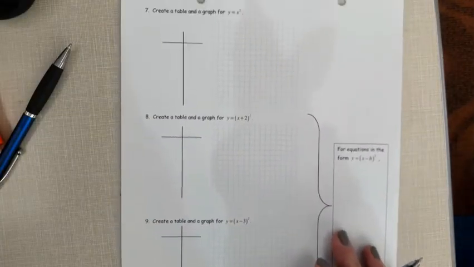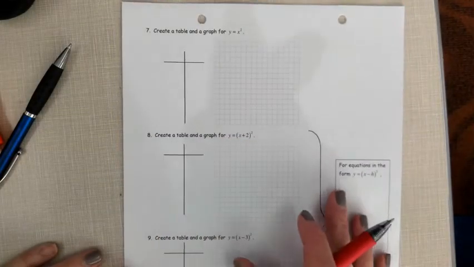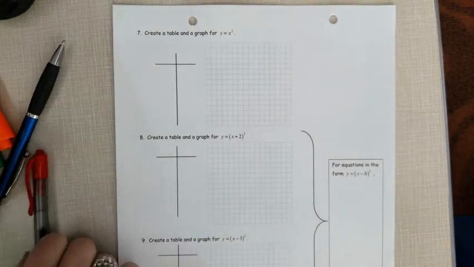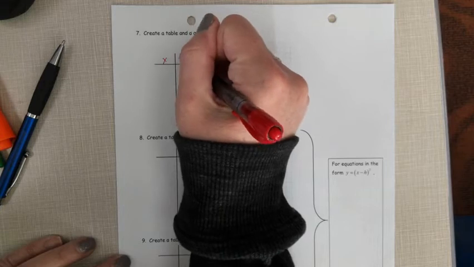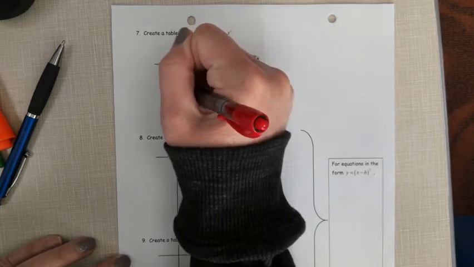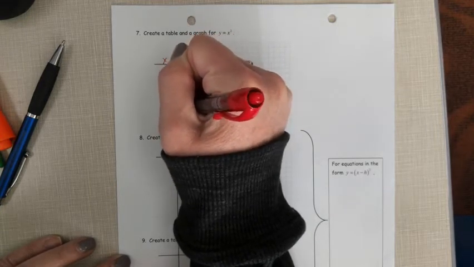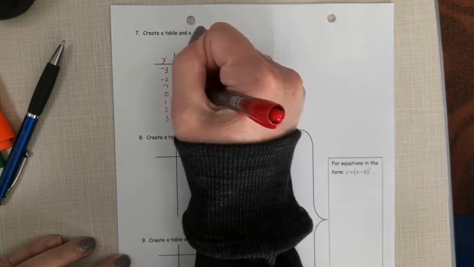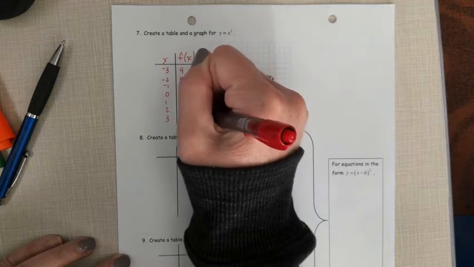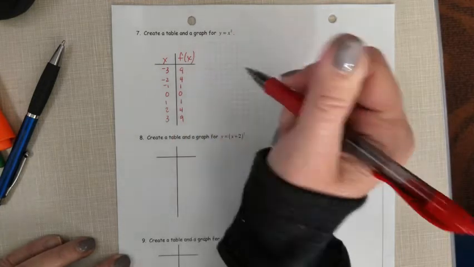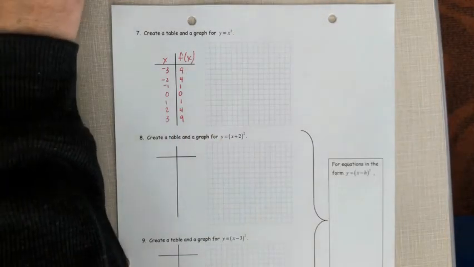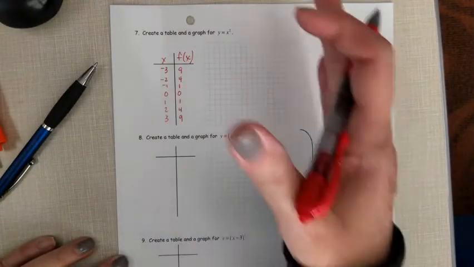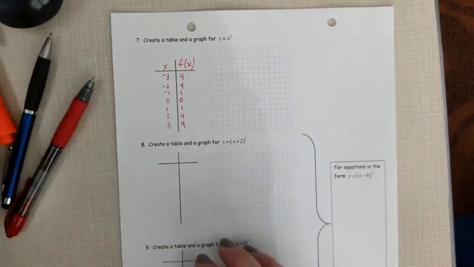Okay, now I'm just going to repeat the parent graph here for number 7. You're going to be a parent graph expert. -3, -2, -1, 0, 1, 2, 3. -3 squared is 9, 2 squared is 4, 1 squared is 1, 0 squared, 1 squared, 2 squared, 3 squared. Now, granted, you could go pick any 6 numbers, but obviously we're going to go hovering around the origin.